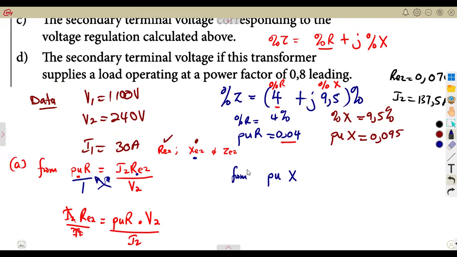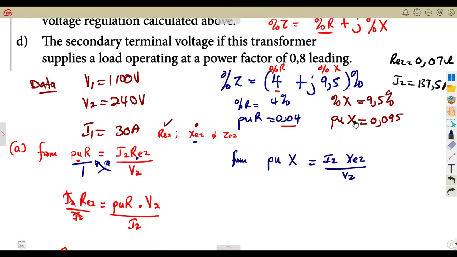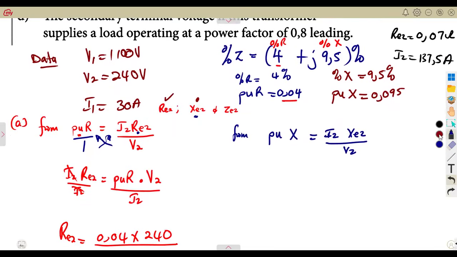How were you calculating this? Per unit reactance can be considered on the secondary, because we're dealing with the secondary side: I2 XE2 over V2. If it is the primary side, it is I1 XE1 over V1. We talked about these formulas, guys. We still remember? That's per unit reactance. We need this one, so you do the same thing: make it the subject of the formula. This is the same as over 1, so cross multiply, just like the previous case.